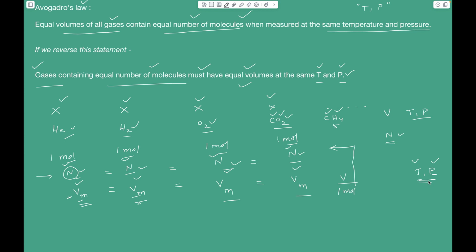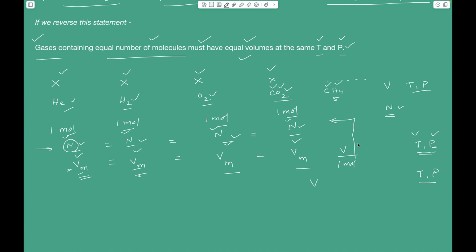That means 1 mole of all gases have the same volume when measured at the same temperature and pressure. Because the volume of a gas is sensitive to temperature and pressure, that means it changes significantly with a change in temperature and pressure. Whenever you compare volumes obtained from different experiments, you have to compare them at the same temperature and pressure. Otherwise, that comparison does not make sense, right?